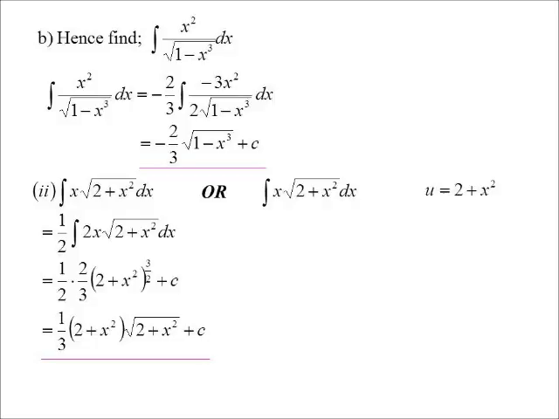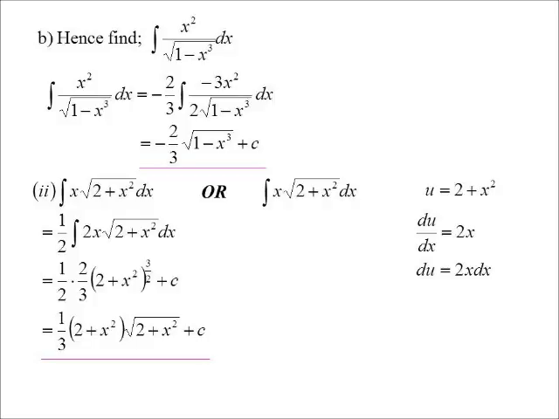And I say, well, let u equal what's causing me the problem. 2 plus x squared is causing me the problem. So that's u. And if I differentiate, I get 2x. And I just rewrite that and say, well, du is 2x dx. And then I substitute back in.